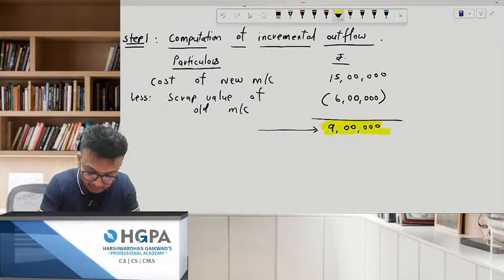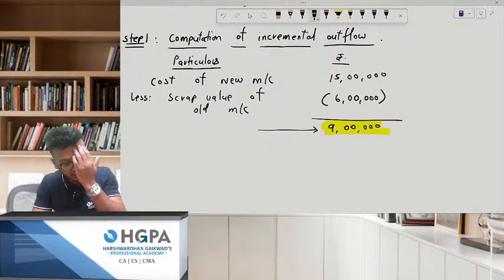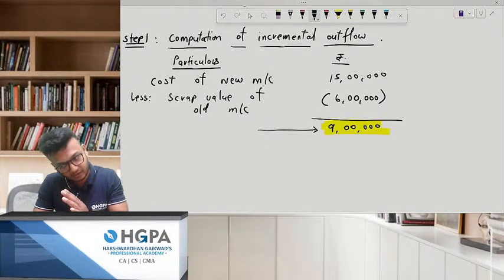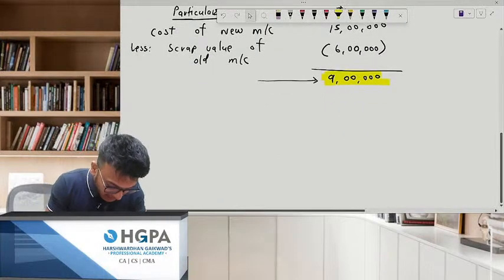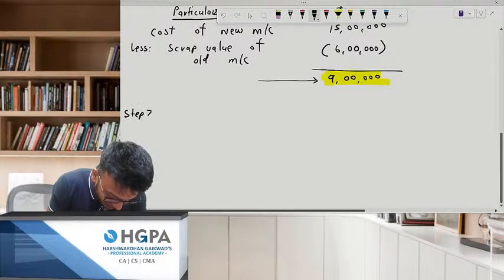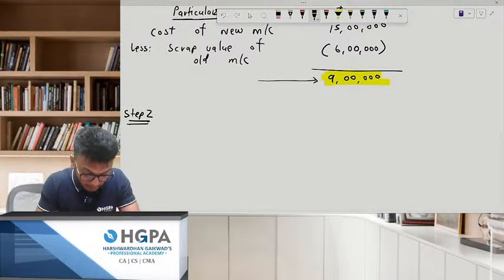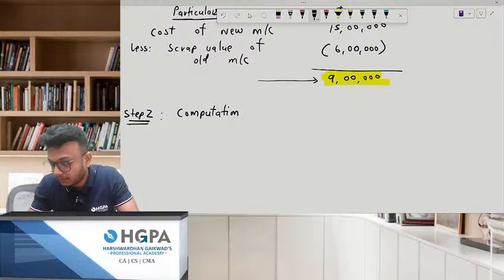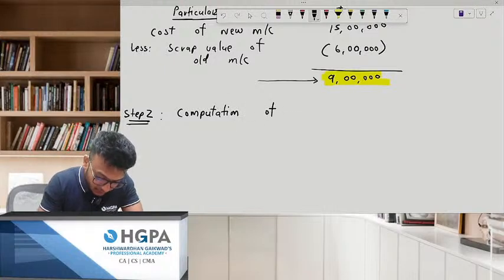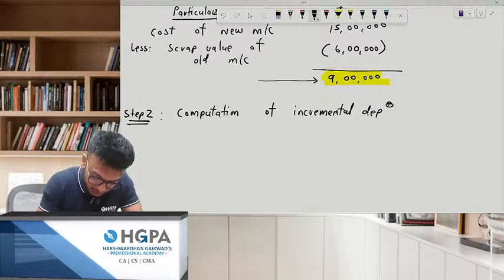Keep it very simple. Understand everything, what is happening. Even if you understand one sum, you can solve any sum. But if this goes bouncer, gone. Okay. Now, step 1 is done, very simple. Now comes step number 2. And what is step number 2? Very important. Computation of incremental depreciation.